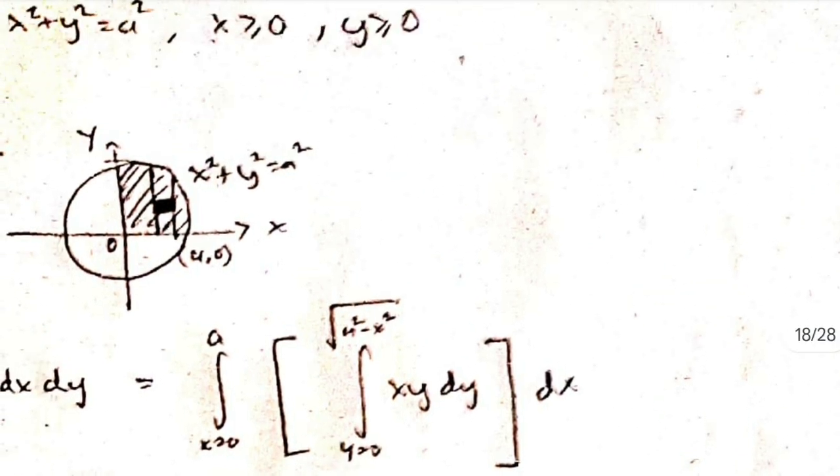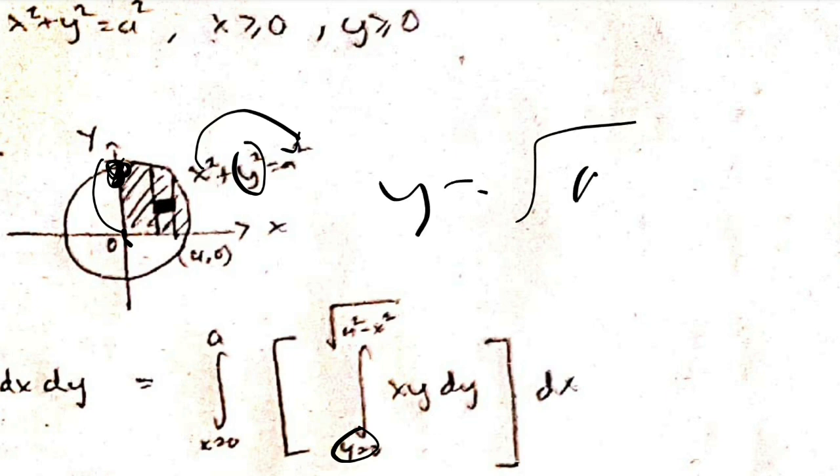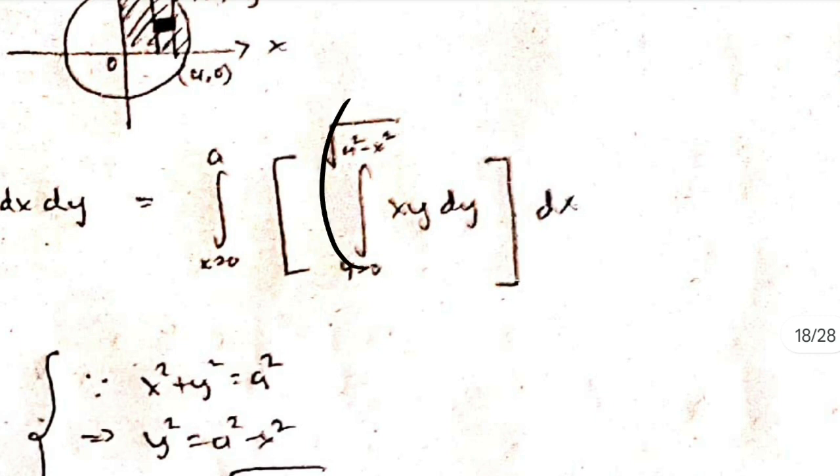Where is y going from and till where? See, y is this value, right? This value is going from here till here. So what is the value at this point of y? You will keep y as such here, and it will be a square minus x square, then y will be equal to root of a square minus x square. That is what you are substituting here, the limits, and then find out the differentiation.